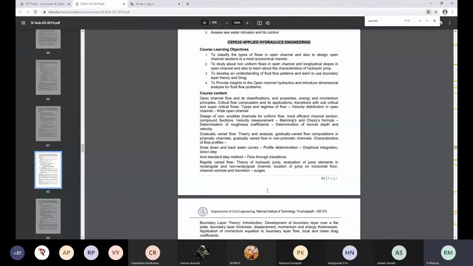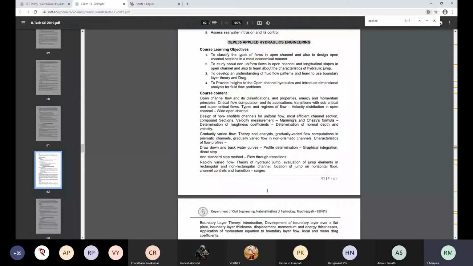In gradually varied flow, we have the computation of the gradually varied flow profile, and in that we talk about the drawdown curve and the backwater curve. The drawdown curve is the water surface profile on the downstream of a hydraulic structure. For the backwater curve, you will have a gradual rise in the water depth on the upstream side of a structure, especially in reservoirs and river channels, where the depth increases on the upstream side of the hydraulic structure.